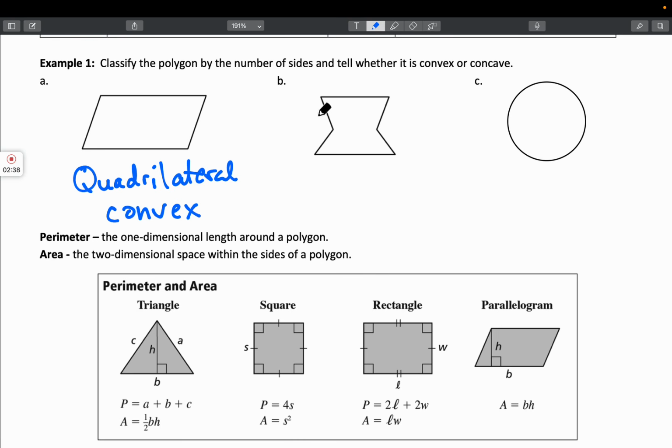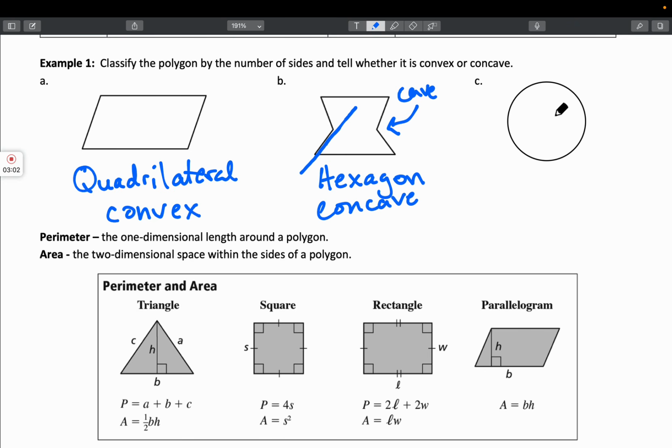Next up, we've got a 6-sided figure. 6 sides is a hexagon. And if we were to draw a line through a couple of these sides, we would see that that line does fall on the inside. And it has these little dents here, kind of like caves. So this is a concave hexagon.